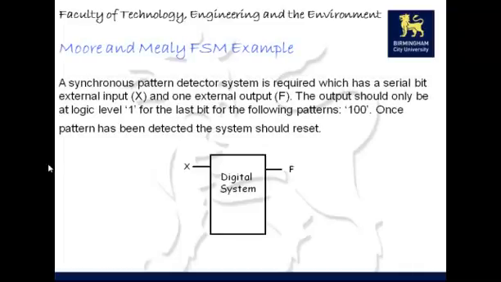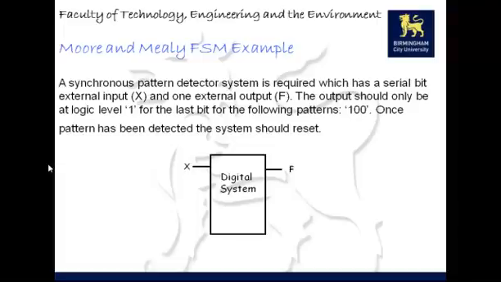The first example: a synchronous pattern detector system is required which has a serial bit input, external input X, and one external output F. The output should only be at logic 1 for the last bit of the following pattern, 1 0 0. Once the pattern is detected, the system should reset.